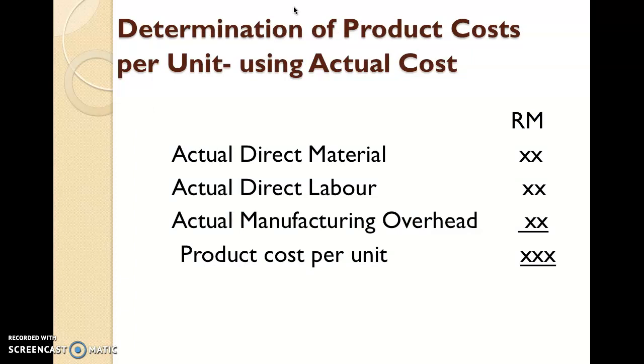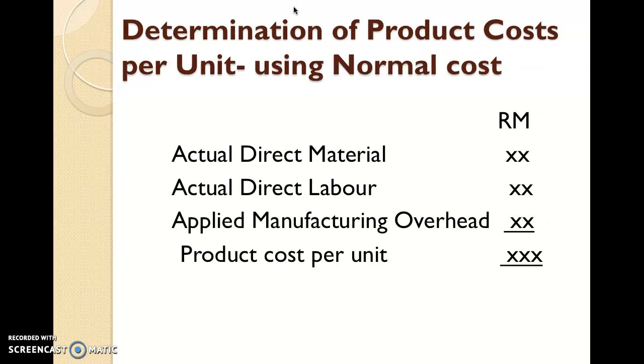Determination of product cost per unit using actual cost: actual direct material plus actual direct labor plus actual manufacturing overhead, you get product cost per unit. Determination of product cost per unit using normal costing: actual direct material plus actual direct labor plus applied manufacturing overhead, you get product cost per unit.